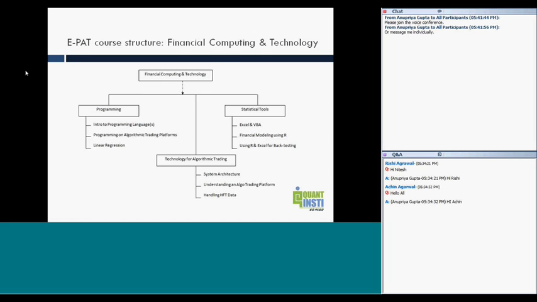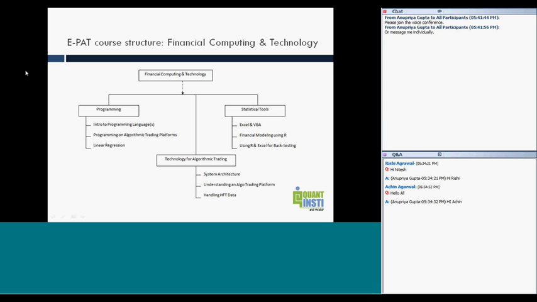Now, the second part is your financial computing and technology. This again has three parts. One is programming, in which there is a Java primer for those who do not have much exposure to programming earlier, so it's quite critical for them. We go through the introduction to the programming language, and then we use that understanding to code in the algorithmic trading platform. So that's on the programming part.